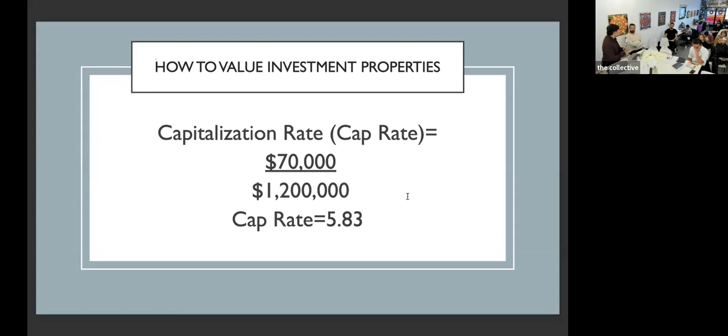What some realtors will do is use the current owner's property tax basis and not the new property tax basis in calculating your cap rate. Okay? So that's why I say quote unquote. You want to make sure that you're calculating the right expenses and the right numbers.